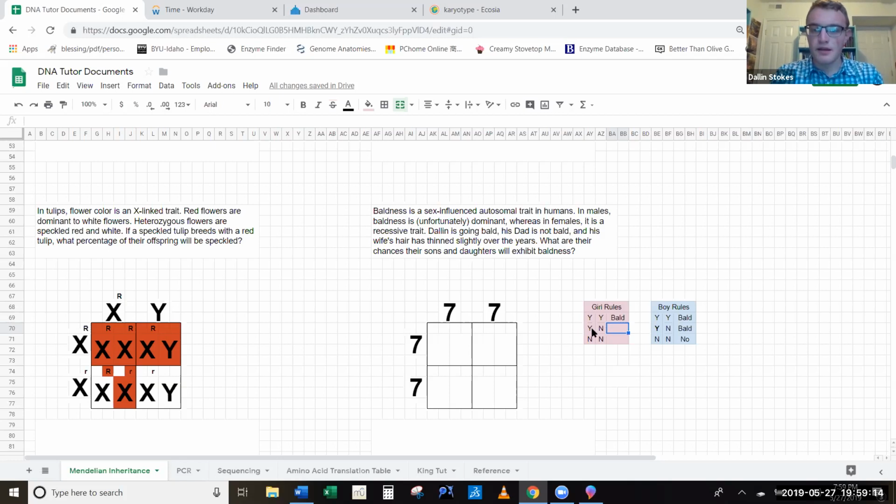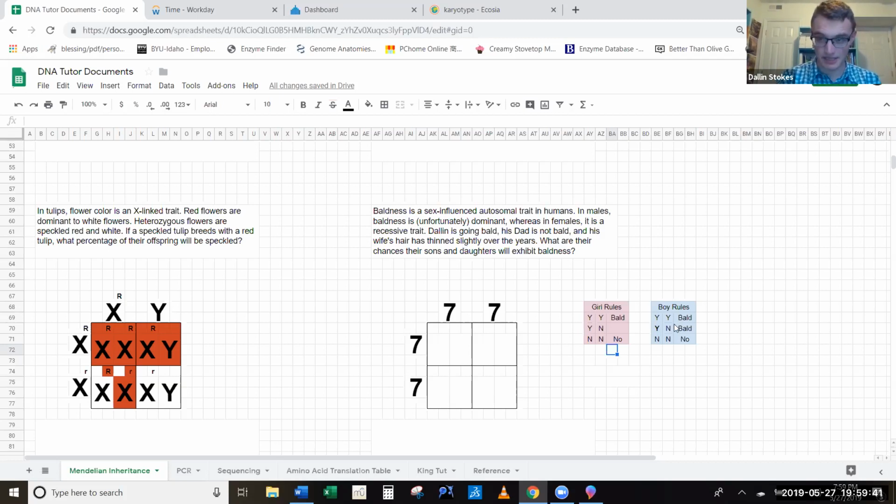Okay. For girls, if they have two no genes, what will they be? They will not be bald, because estrogen doesn't have a choice. And even then, estrogen up here, baldness is recessive, which means when given a choice, estrogen will pick no.